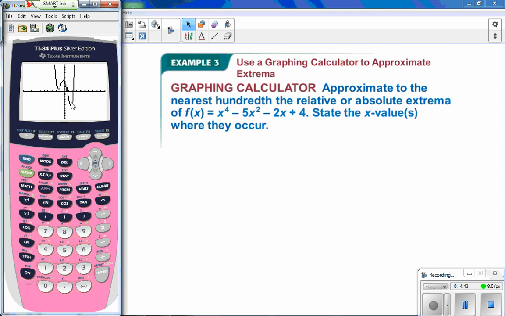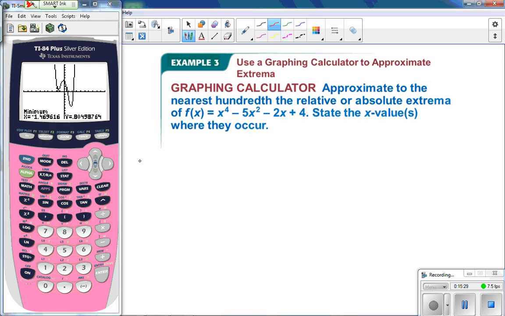Now we can find those values with your calculator by going second, calc, and you'll notice you have min and max. So I'm going to choose min first. It wants to know a left bound. Well, it looks like it happens at about -1 or -2, so I'm going to type in my left bound of -3 and put enter. And now I have to give it a right bound. So for my right bound, I'm going to put -1. And then it asks me to make a guess. So I'm going to guess -2, somewhere in between. And now it will tell me my minimum value.